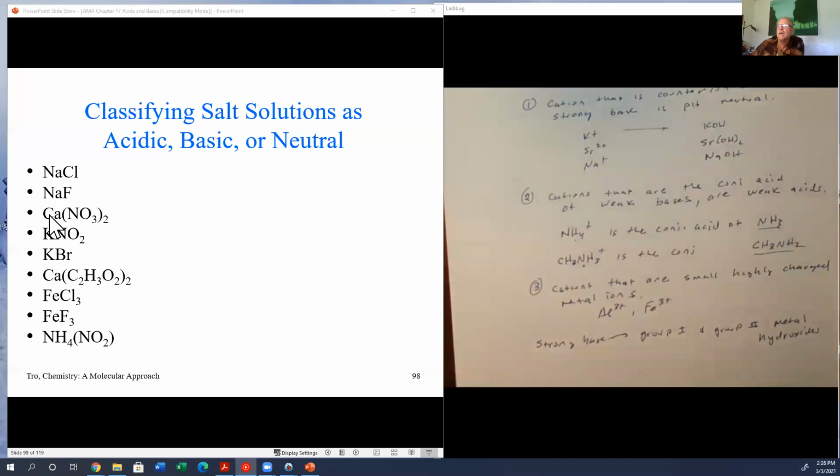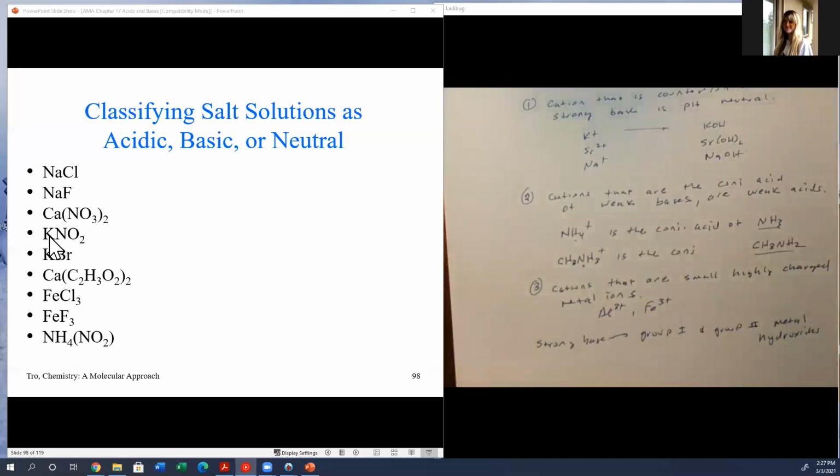Okay, calcium nitrate, Ca2 plus, acidic or neutral? Neutral. NO3 minus, acidic, neutral or basic? Neutral. So what can we say about calcium nitrate? Neutral.